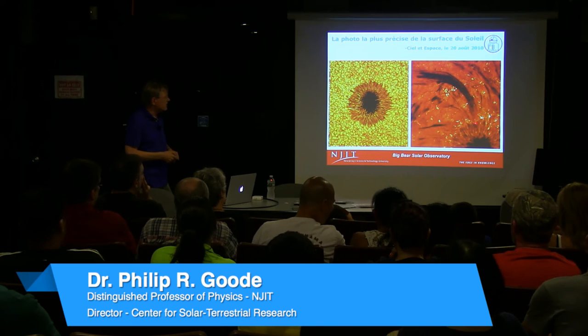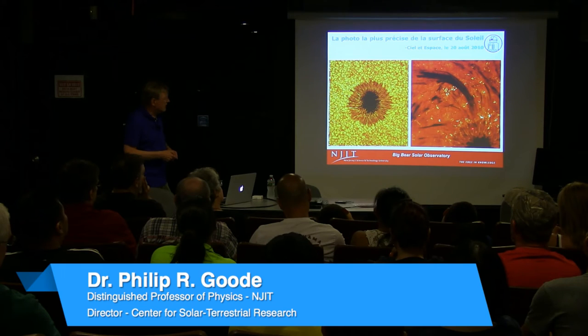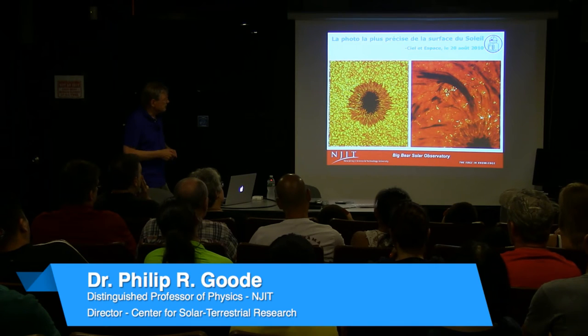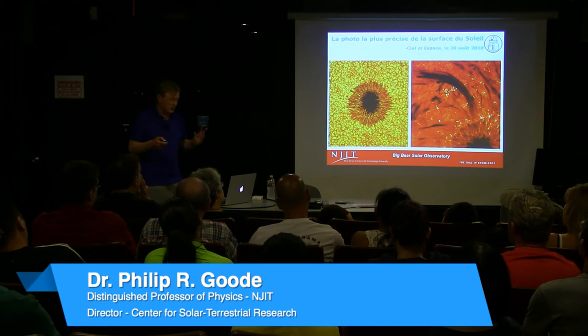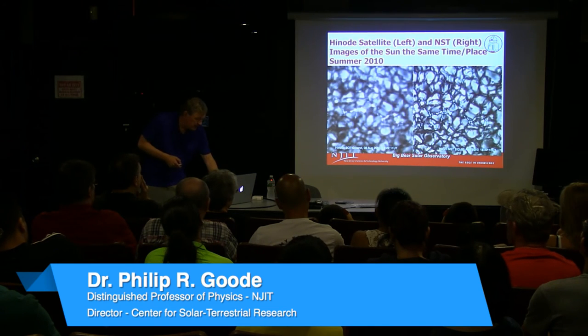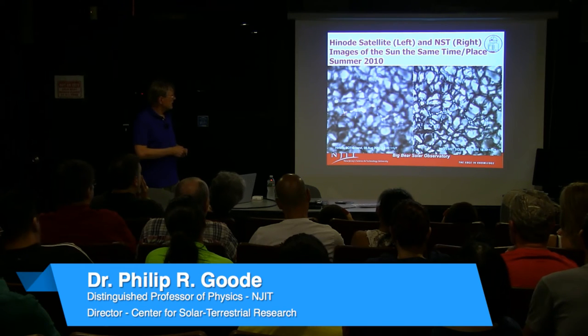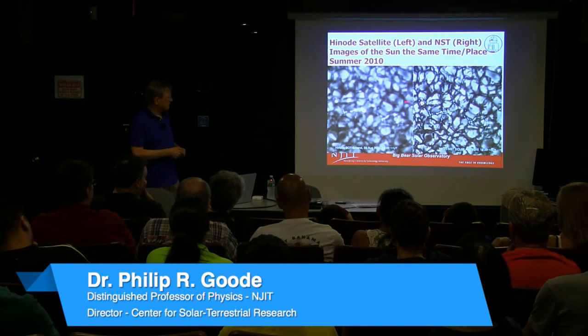And here's the same sunspot, but you're looking a little higher in the atmosphere. And now these are jets that are being ejected from the edge of the sunspot. And the width of them is, again, about 50 miles. So these are things that nobody had seen before. There's a Japanese satellite in space, and we took an image of the same place at the same time. And you can see the difference.